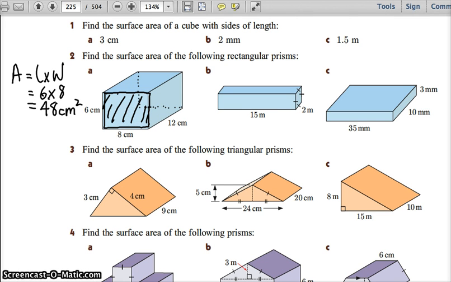Okay? Because I'm able to visualise, you know, when I spoke about the nets and the construction of that, I can visualise that there's one back here, I've just got to times that by 2. There's 2 of them, yeah? So that's 96 centimetres squared. I've calculated the surface area of the front and the back. What have I then got to do, Jess? Sorry? Yeah, calculate the other area, and I'll put that in another colour.